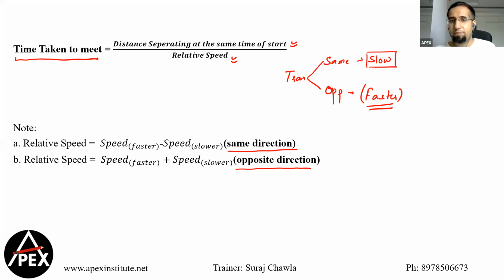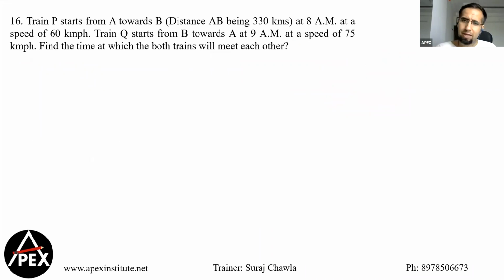Clear? So therefore, it is slower and faster. Same direction, faster minus slower. Opposite direction, faster plus slower. Okay, let's move to the next one, please. Yep, can we calculate this, please?